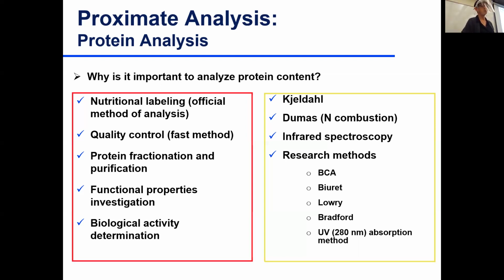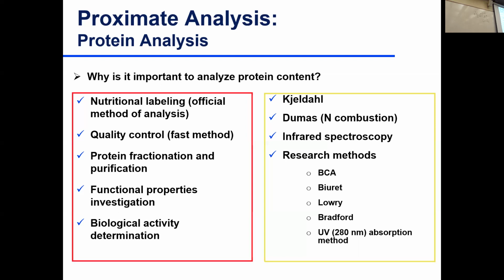There are many methods out there for protein determination. You're going to learn in lab next week two of the official methods of analysis that I commonly use for nutrition labeling: Kjeldahl, which is a chemical-based method, and Dumas, which is an instrument-based method. Both are based on measuring nitrogen content. We're going to talk about these in detail. And then IR, that's a fast method for determining protein content in different types of samples.